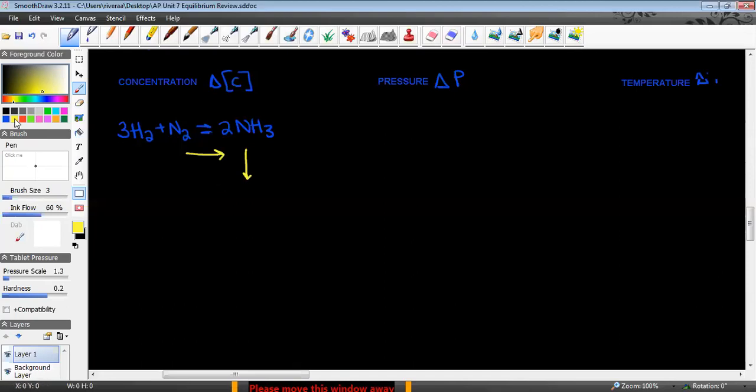Okay, let's rewrite that reaction again, you guys. Go ahead and rewrite this reaction here for pressure. 3H2 plus N2. Oh, these are all gases. Sorry, I should have been using states of matter. Forward and reverse, 2NH3.